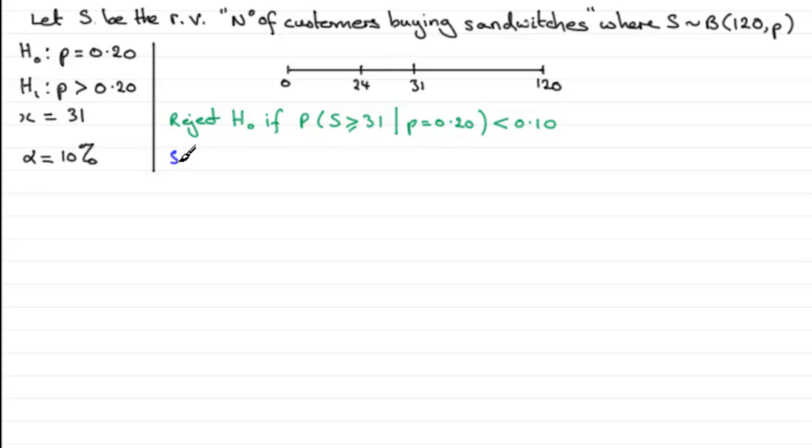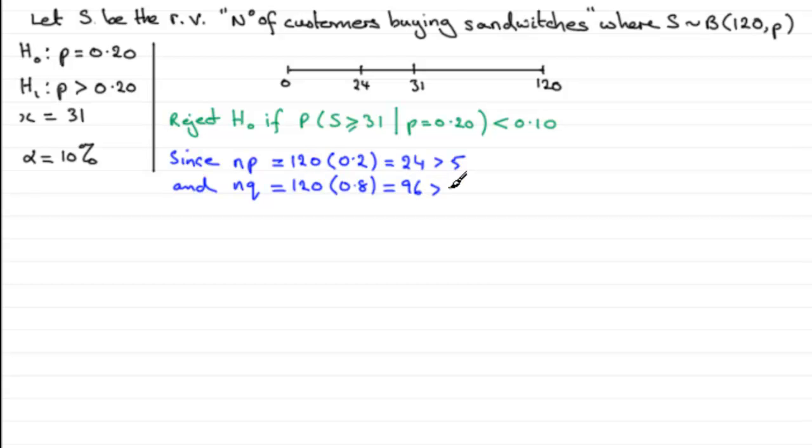And I know that because two criteria are met, okay? And those two criteria are that np and nq are both greater than 5. I'll show you. np is going to be 120 for n multiplied by p, which is 0.2. And if you do that, it comes out to 24, the value we would expect. And that clearly is greater than 5. And nq is going to be 120 times q, which is 1 minus p, in other words 0.8. And if you do that, that turns out to be 96, which is greater than 5.